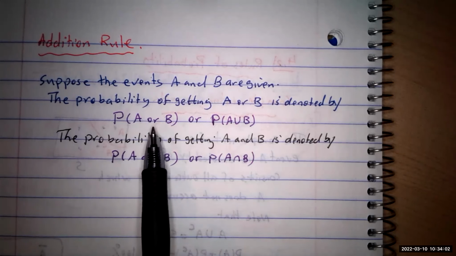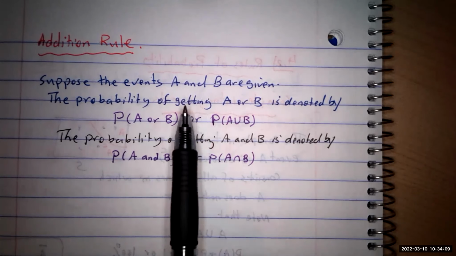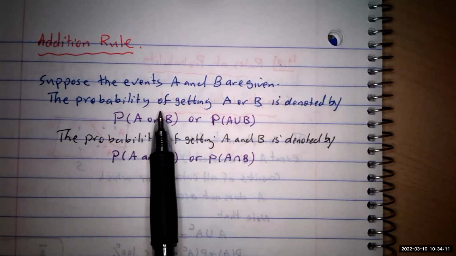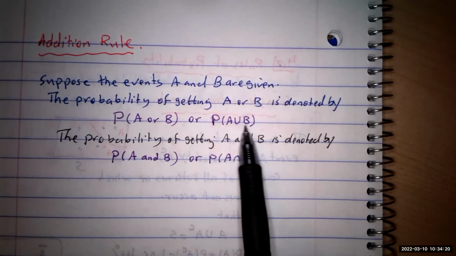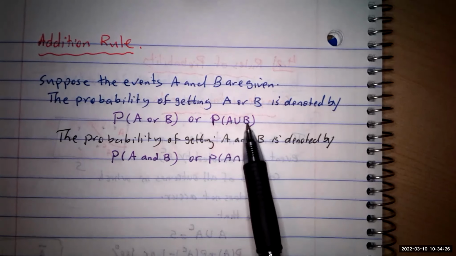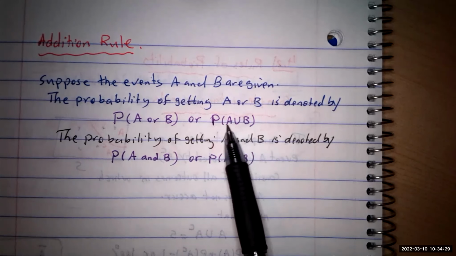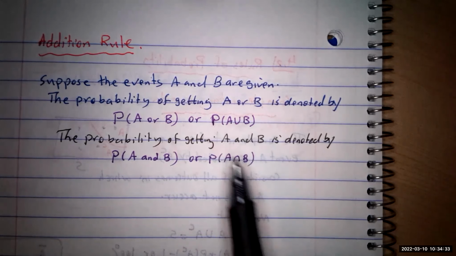Remember the definition of the probability, the classic one. The probability of a given event is equal to the number of the outcomes in A divided by the number of the outcomes in the sample space. So we have to find a method that enables us to find out how many outcomes are going to be in A or B. This is the one that we need to know.